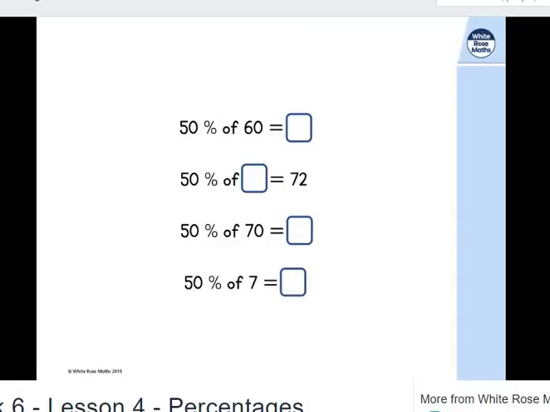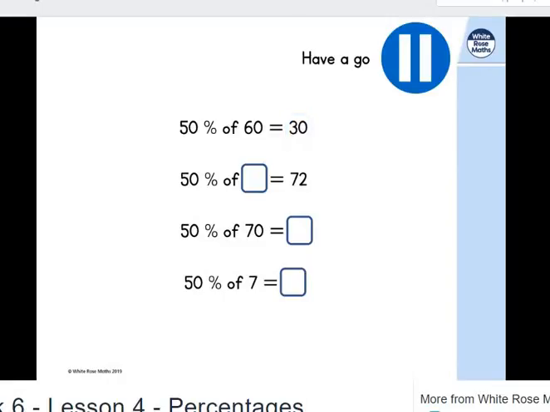Okay, something for you to have a think about now. Can you have a go at calculating these? What about the first one? So 50% or half of 60 is 30. 50% of something is 72. Does that mean it's going to be 36? No, not in this case. It'd be 144. I'd have to double the 72. Half of 144 is 72.